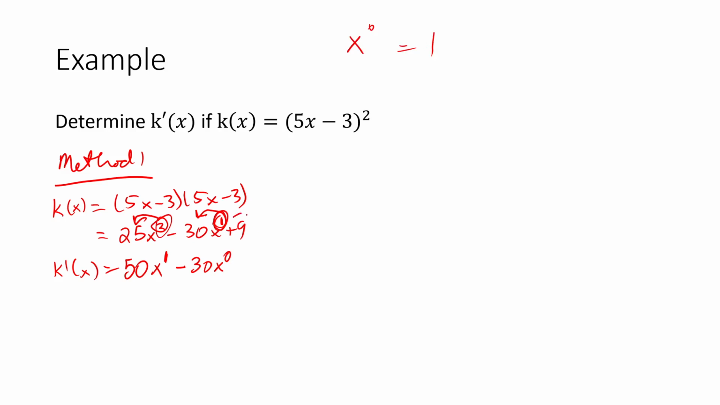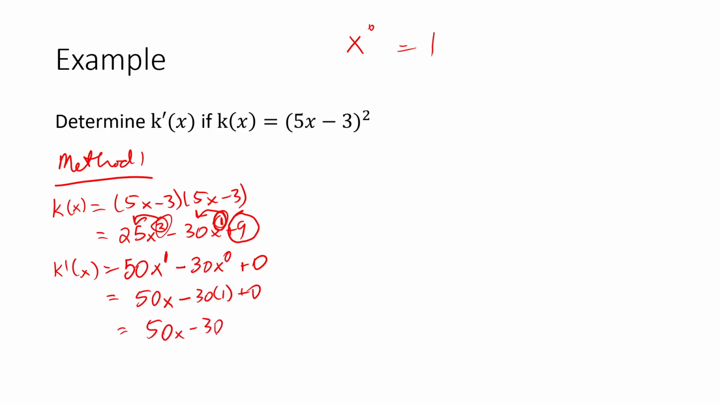And then my last term is 9. The derivative of 9, we talked about a while ago, how the derivative of a constant term will be 0, so we can call that 0. So I can say that this is the same as 50x minus 30 times 1 plus 0. So in other words, that derivative is 50x minus 30.